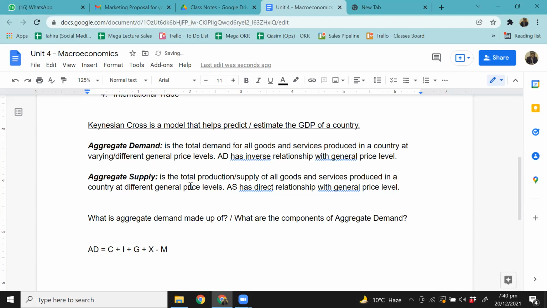Now, what does each of these components represent? Let's talk about this. Aggregate demand of any country, which is the total demand for all goods and services produced, is equal to consumption, investment, government spending, plus exports minus imports. Now, let's look at this. What is consumption? Consumption is the money that we spend. We'll write down the definition of each one of these because this is a very important component of the model that we're doing.